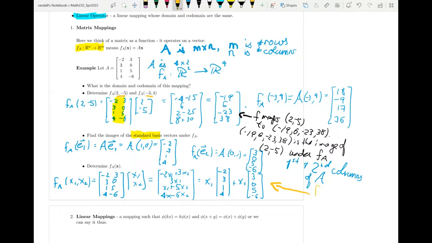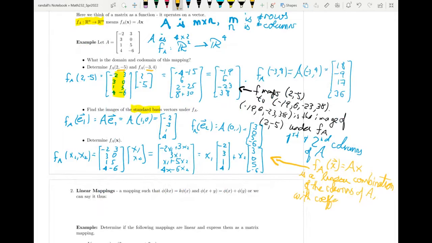So this product, the image of x under f sub A, which is this matrix product A times x, is a linear combination of the columns of A. And this interpretation of A is going to be useful later on. The coefficients are the components of the vector x. Remember, a linear combination of vectors is a sum of vectors that have coefficients multiplying them, and these coefficients are the components of the vector x. So we can interpret a matrix multiplying a vector as that particular linear combination. Okay, so that's just a note here.